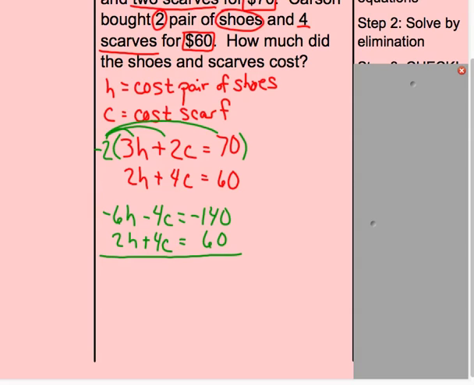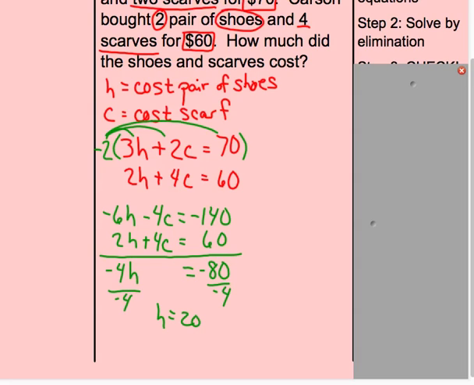Adding our equations together, negative 6 plus 2 gives me negative 4H. My scarves cancel. Negative 140 plus 60, again, think negative 14 plus 6 is negative 8, add the 0 on the end. And dividing both sides by negative 4, we have that each pair of shoes cost $20.